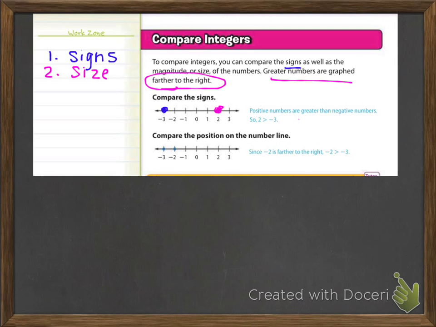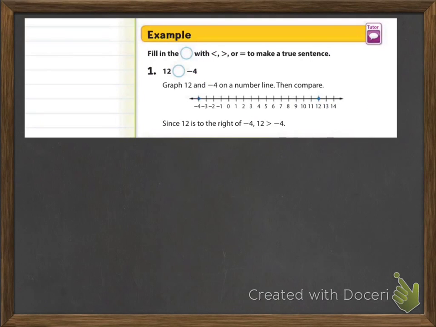So now it says to compare the position on the number line. So since negative 2 is farther to the right, negative 2 is greater than negative 3. So we're looking here at the negative 2 and we're looking at the negative 3. And since negative 2 is farther to the right, that's the explanation that they gave you, then negative 2 is greater than negative 3. So let's go ahead and look at this example here.